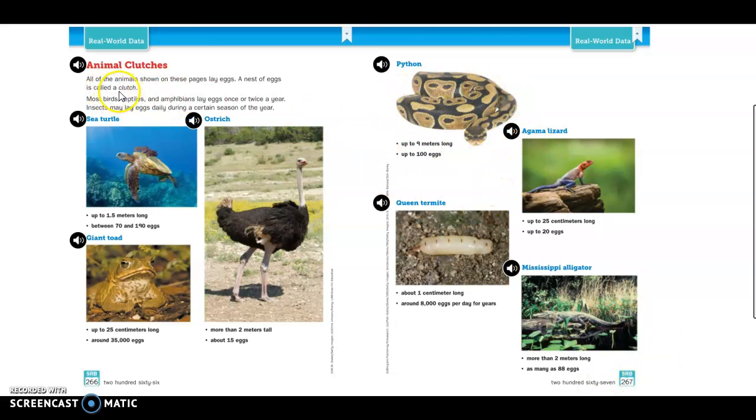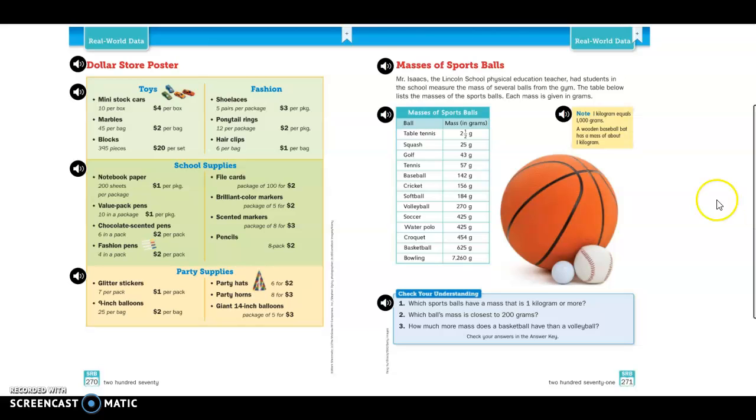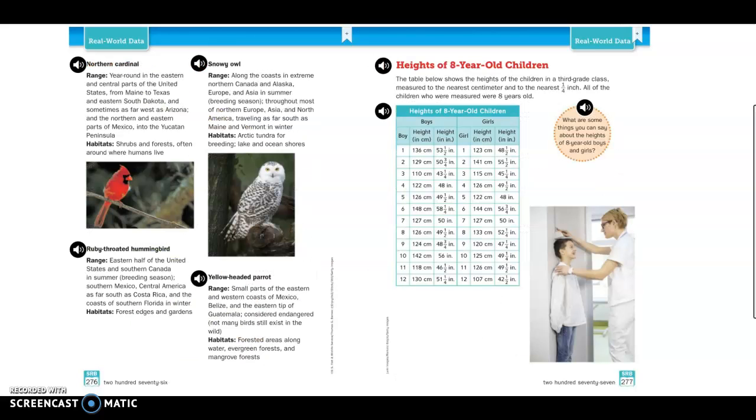Maybe you didn't know, I always learned this when I was teaching this lesson, but a nest of eggs is actually called a clutch. And so that is what we'll be learning about when we use that real world data. They've got some vending machine snacks so that you can use this information to solve some money problems. We've got masses. We're going to be talking about grams and kilograms this year. And they've got a chart on this page that gives us some information that we'll need. And it goes on and on.